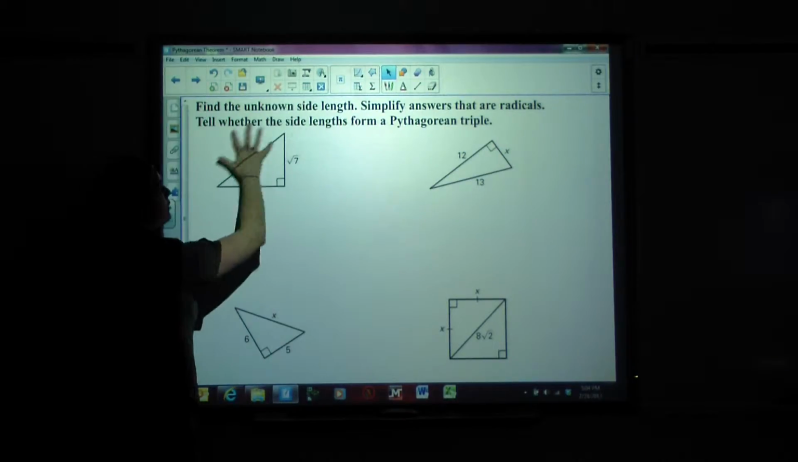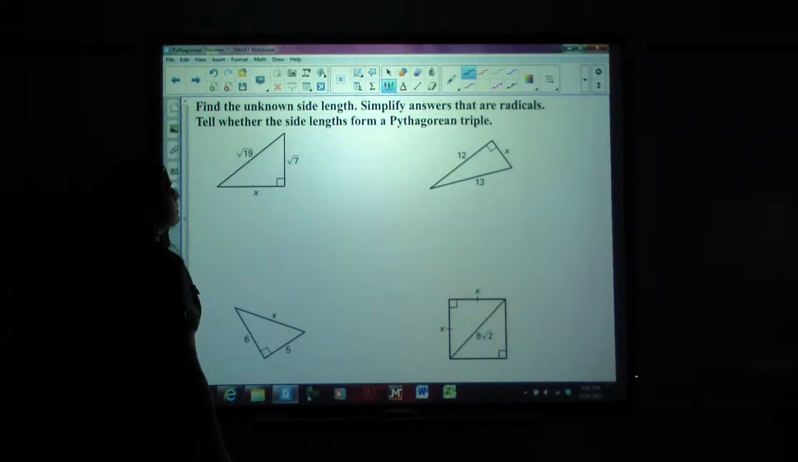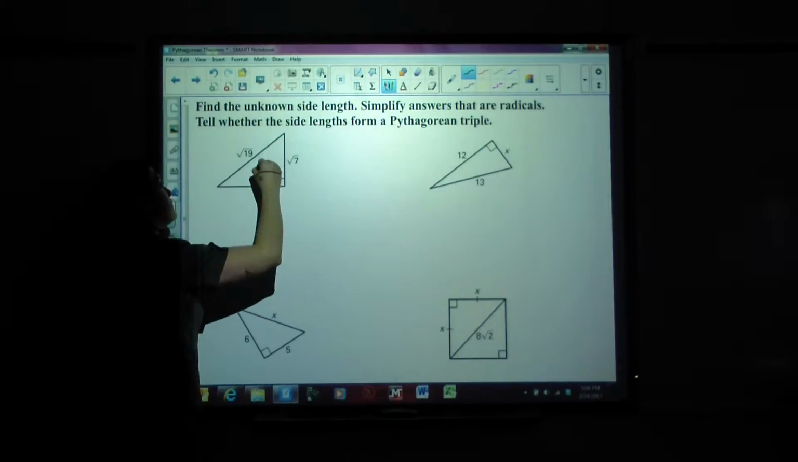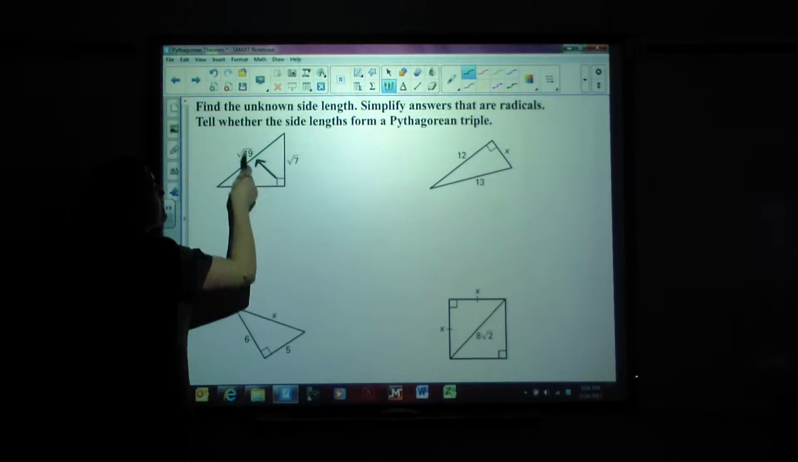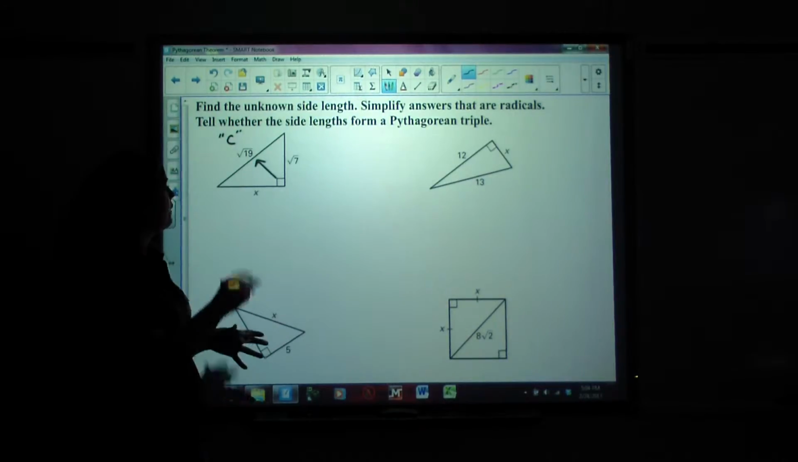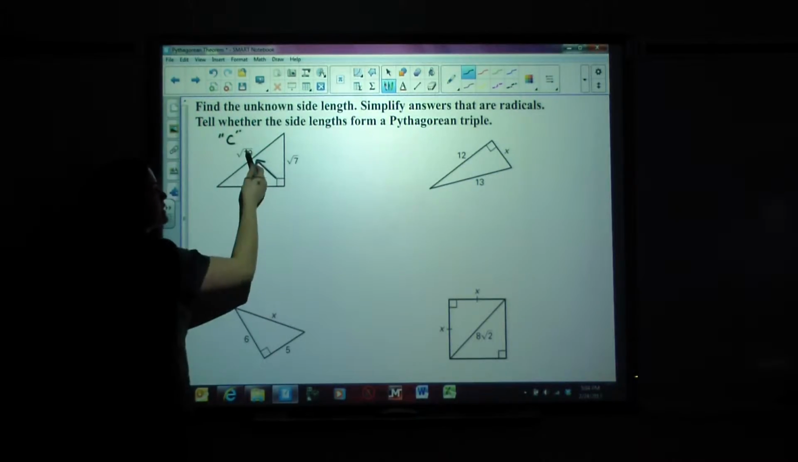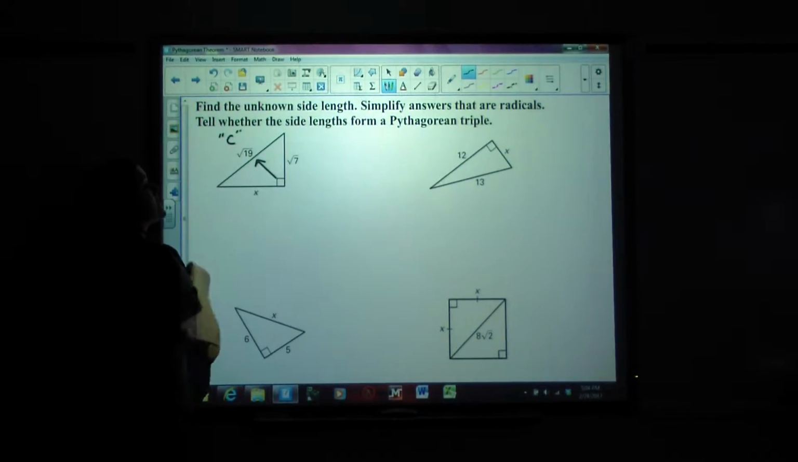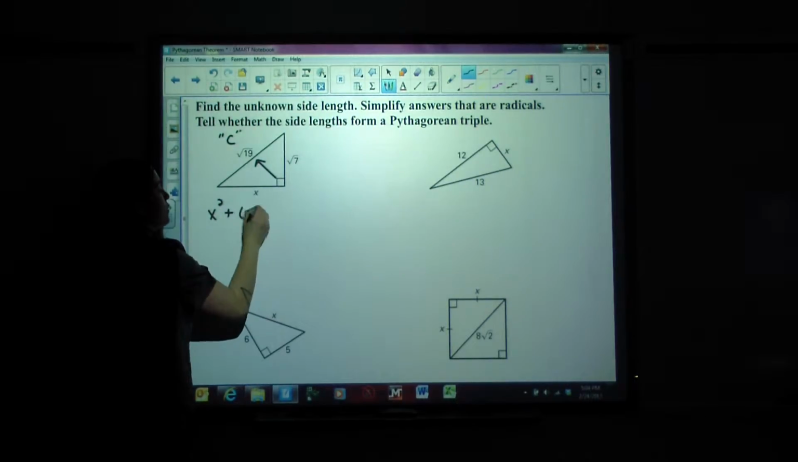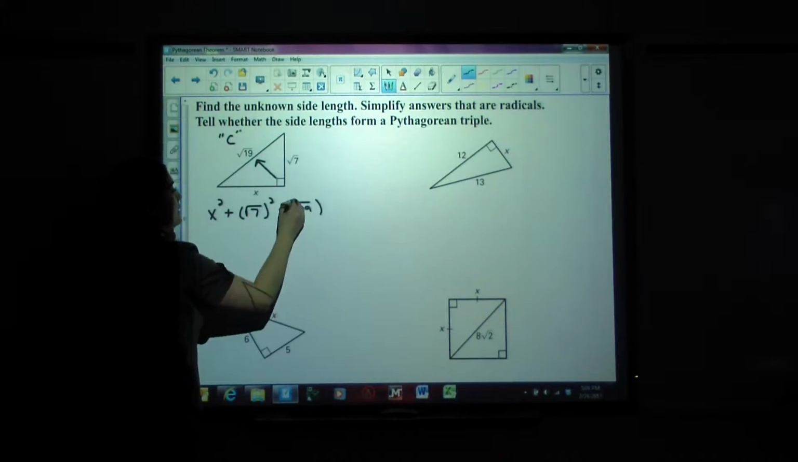So, here we go. We have a right triangle, which means I can use the Pythagorean Theorem. To do that, I need to identify what's the hypotenuse. If I have a right angle, right across from it is the hypotenuse. So this is going to be my C side. It's going to be the one that's all by itself. So what I'm going to do is take those legs squared and add them together and set it equal to the hypotenuse squared. So to set up the Pythagorean Theorem, we're going to take x squared plus root 7 squared and set that equal to root 19 squared.